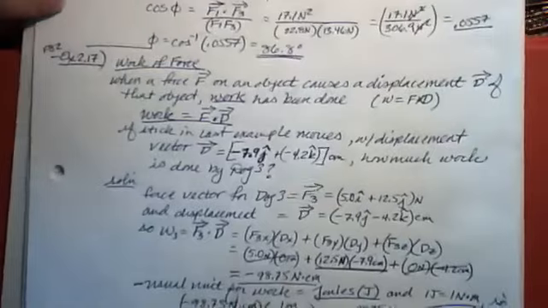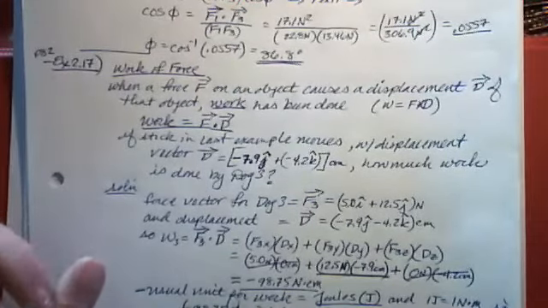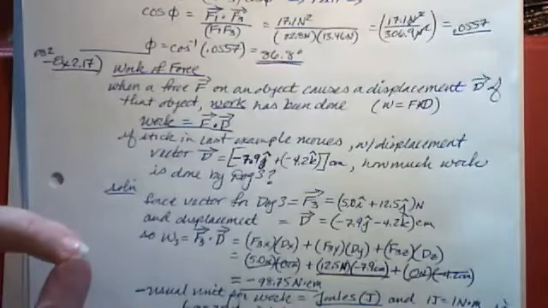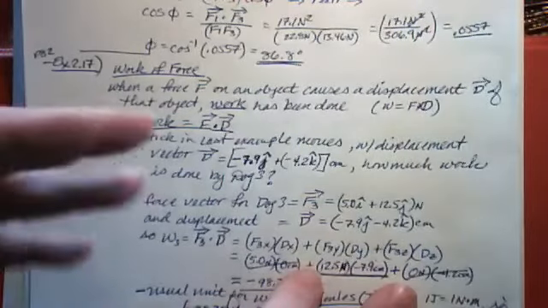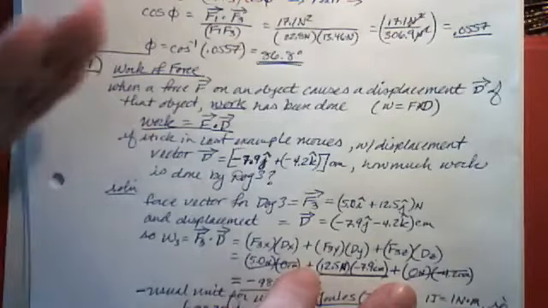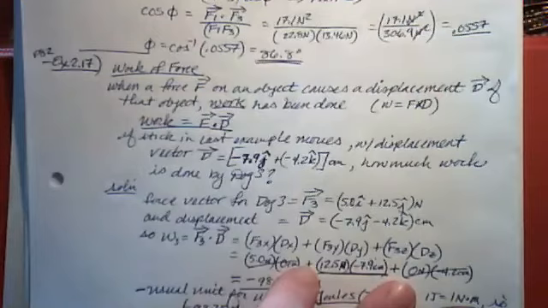The next example is about work and force, kind of introducing a bit of a new concept, but it is still working with dot products. So when a force acts on an object, force is a vector because it has a magnitude and a direction. So force acts in a direction.